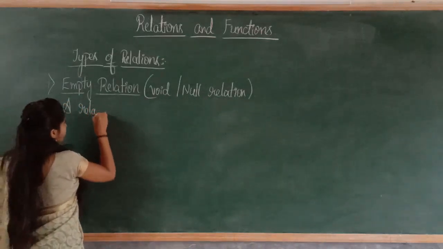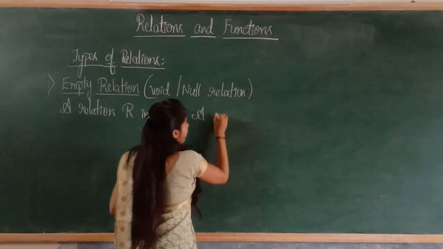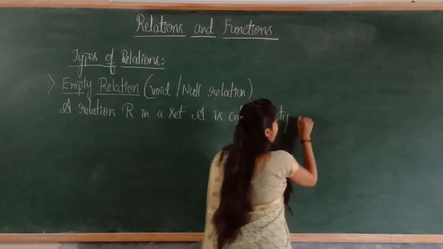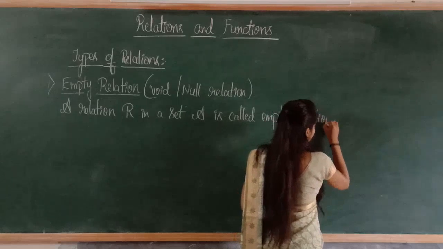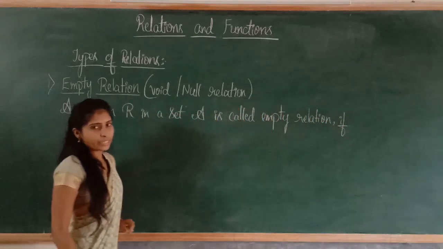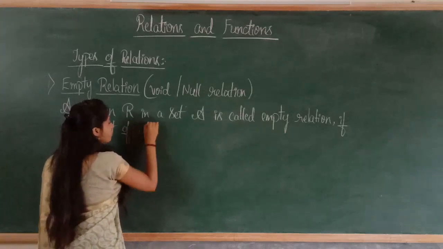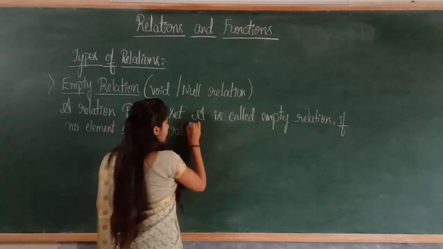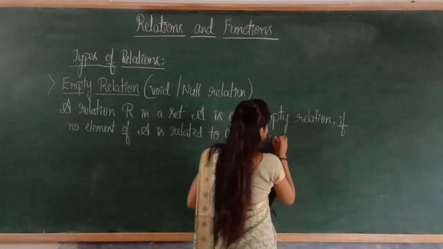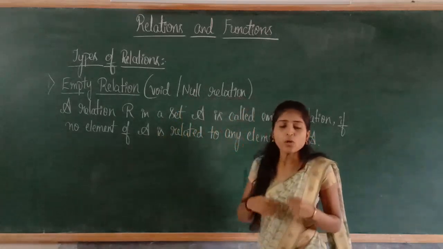A relation R in a set A is called empty relation if no element of A is related to any element of A. Okay, here no element of A is related to any element of A.